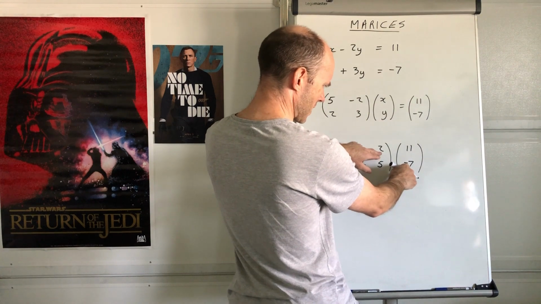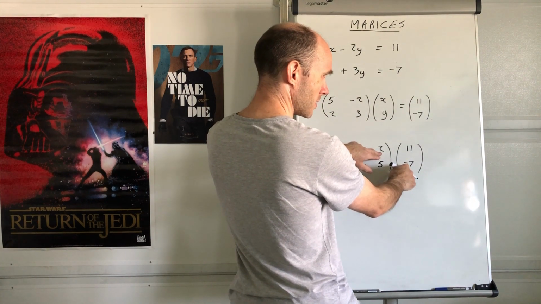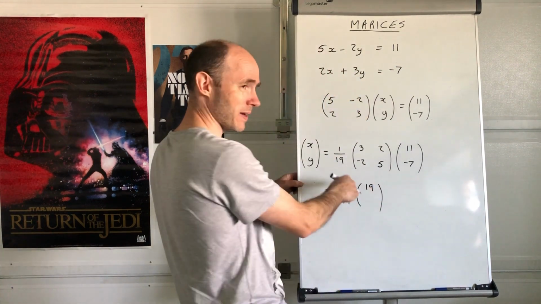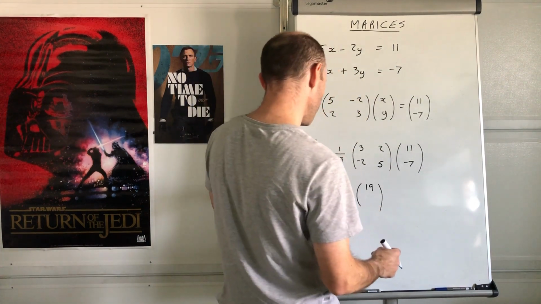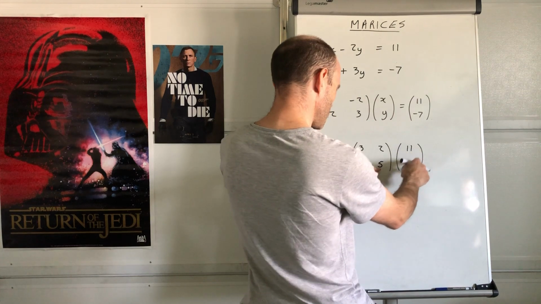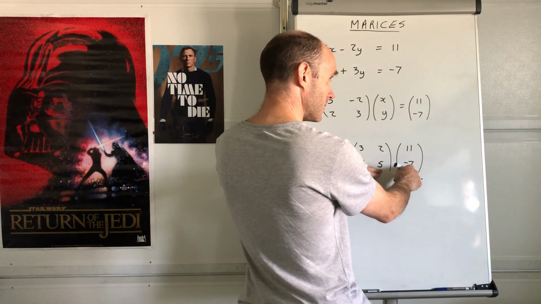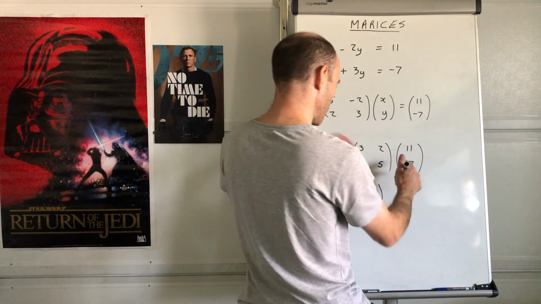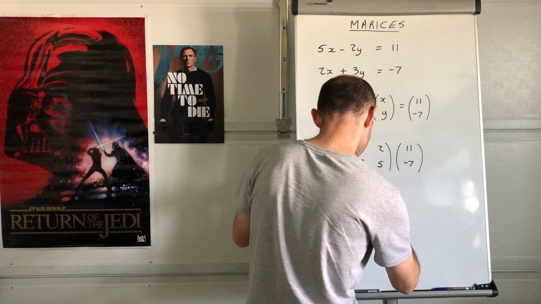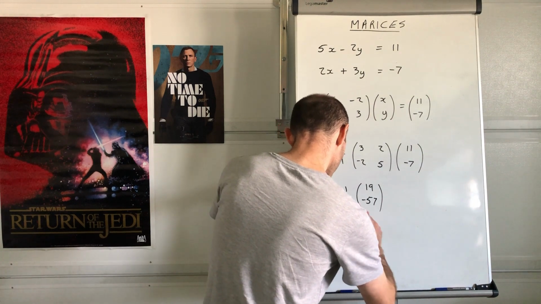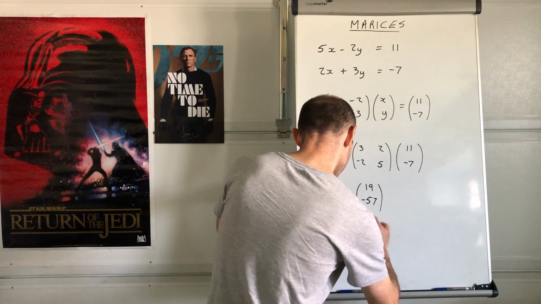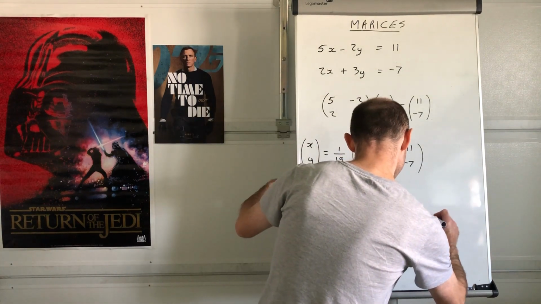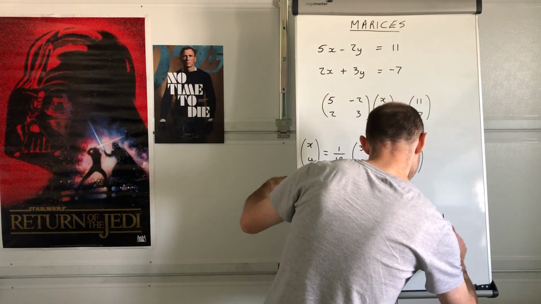33 subtract 14. 33 subtract 14 is 19, yes, because I wanted a number to fill 1/19, didn't I? And then negative 22 subtract 35. Negative 57. And yes, again, that's divisible by 19. So that gives me 1, negative 3. Okay, and that's xy, of course. So that means I've got x is equal to 1, y equals negative 3.